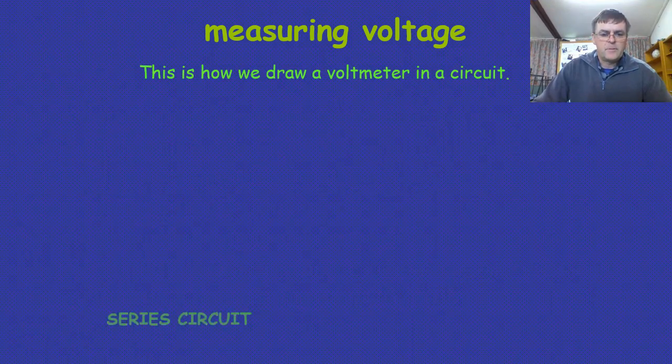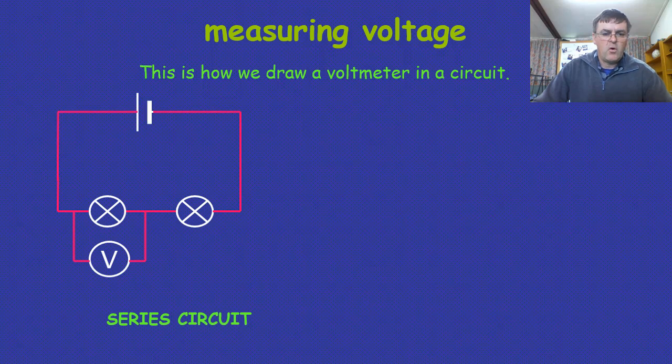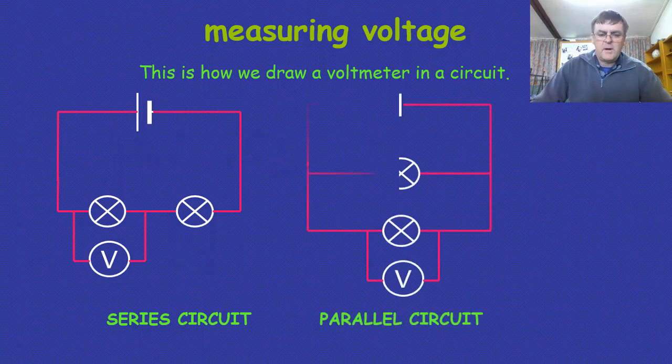So what does that look like? In a series circuit, there's a voltmeter connected across a light bulb. So we've got to connect it in parallel. We could connect one here across here, or we could connect it across here. It goes across the component. If we go here and put a voltmeter in here, there's no component here, so there's nothing to measure. So it goes across the component. Parallel circuit, same thing. Wherever the component is, we just connect it across it as if it was an extra parallel component.